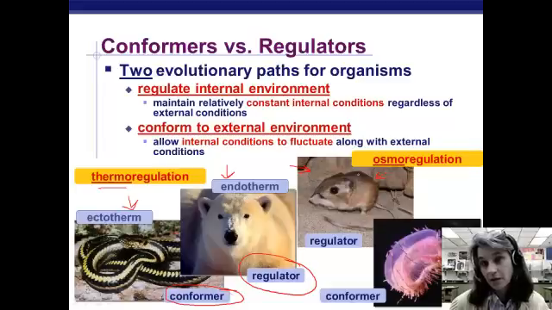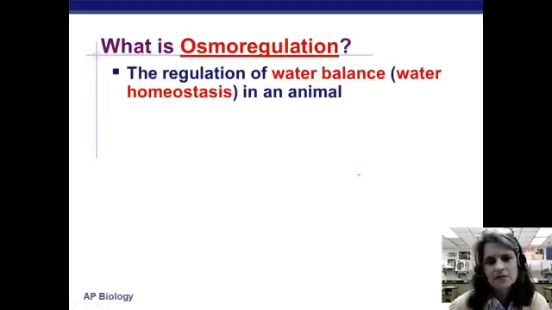So his internal water levels, I can't think of a good word for it right now, are going to be the same as his environment. Okay? So osmoregulation, there's the word I was trying to think of, the regulation of water balance.